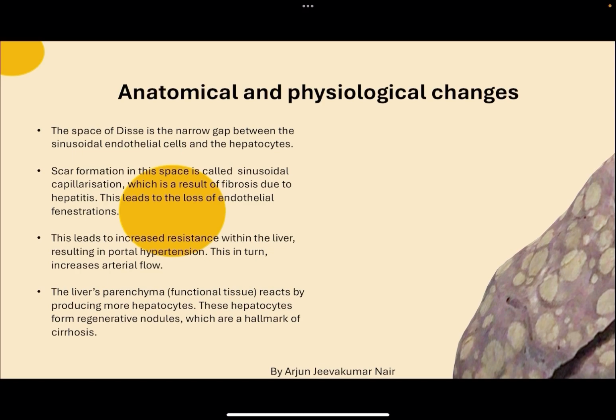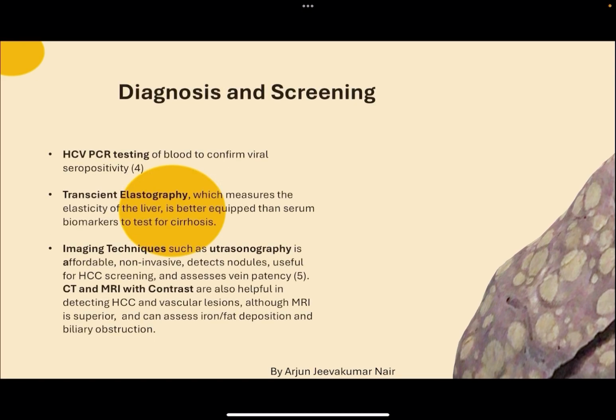Now that we have looked at the anatomical and physiological changes, let's look at the screening and diagnosis of the disease. Hepatitis C virus PCR testing confirms the viral nature of hepatitis and cirrhosis. Yes, seropositivity is a good starting point, but methods like transient elastography, which measures the stiffness or rather the elasticity of the liver, are better equipped than serum biomarkers to test for cirrhosis itself.